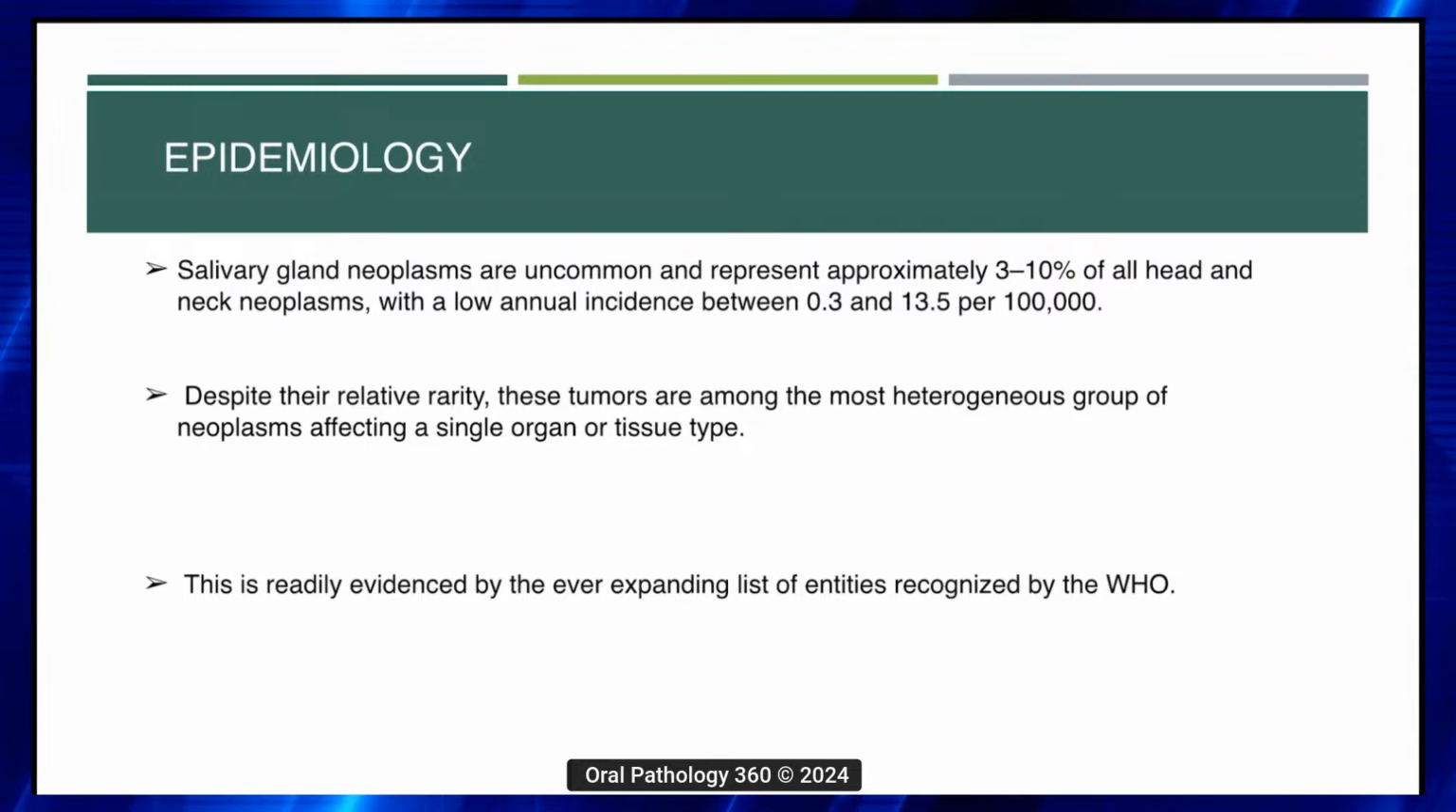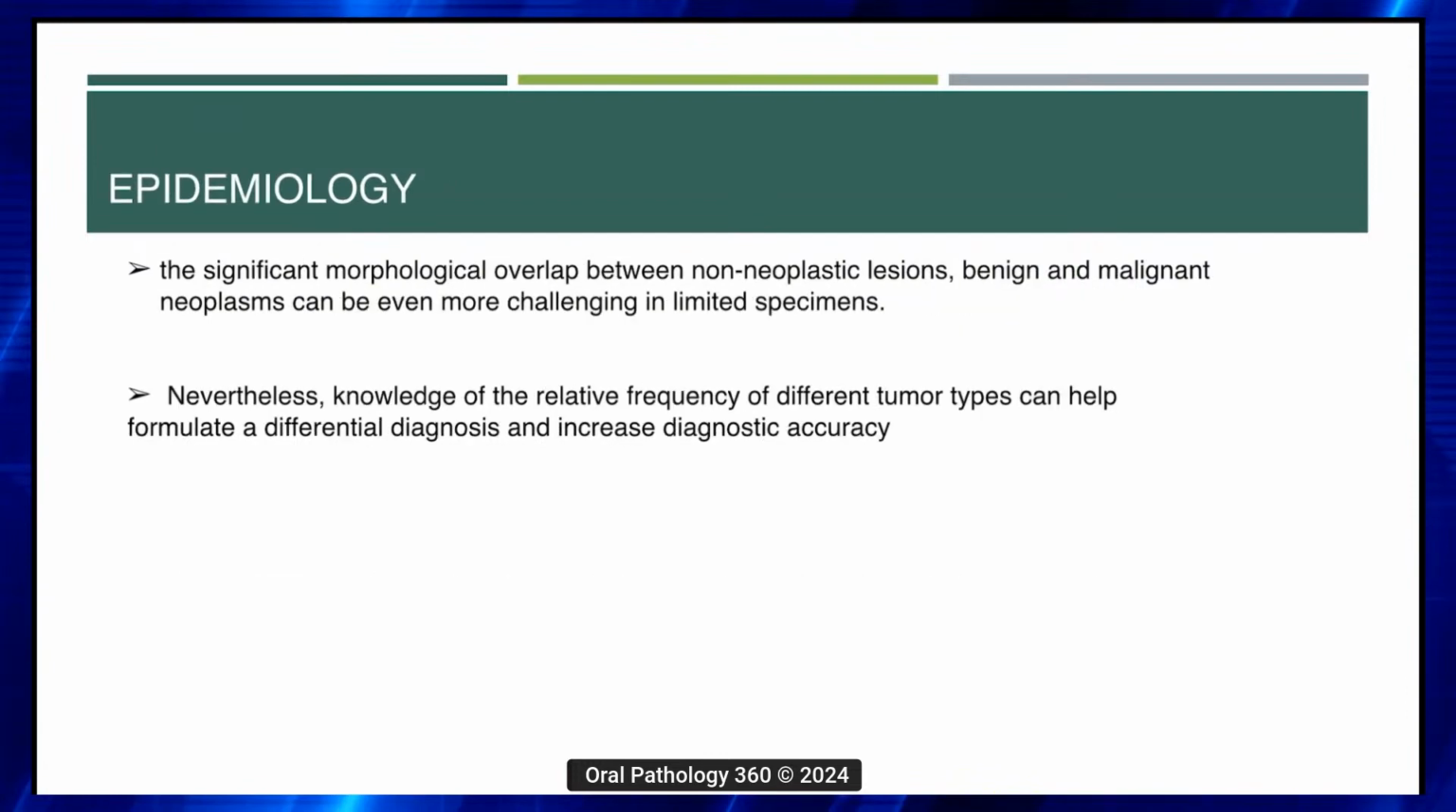The WHO recognizes many different types of salivary gland neoplasms, and this list keeps growing. One of the challenges in dealing with these tumors is that they can look very similar, making it hard to tell non-neoplastic, benign, and malignant lesions apart, especially when we have only small samples to work with. Knowing the relative frequency of different types of tumors is essential. It helps us come up with a list of possible diagnoses and improves our ability to accurately diagnose.